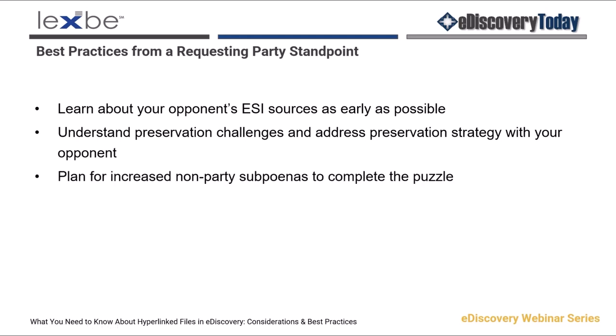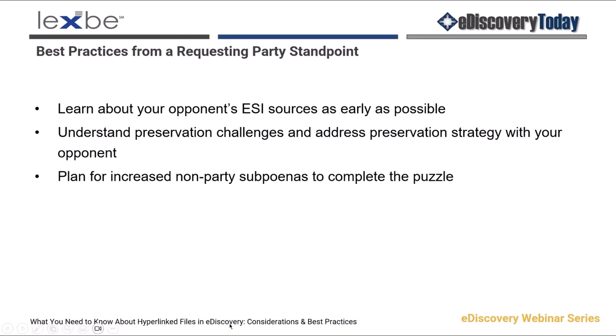You also need to plan for increased non-party subpoenas to complete the puzzle of hyperlinked documents that are not in the possession, custody, or control of your opponent. That includes issuing the subpoena promptly as soon as you know the data is needed, and being prepared to make an argument for production of the data if the non-party seeks to quash the subpoena. You'll need to demonstrate that just because the opponent has produced the email that you seek from the non-party doesn't mean the email is complete, and that you need the hyperlinked file from the non-party to complete the puzzle of who knew what when.